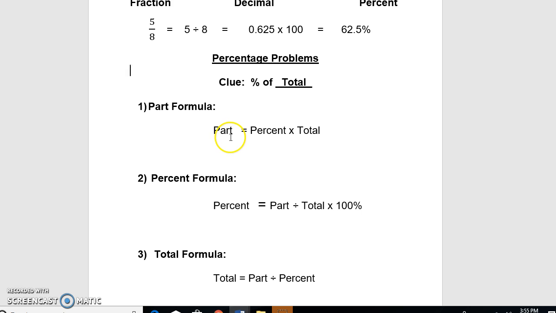If we're looking for the part, then here is my formula. The part is going to be equal to the percent times the total. If I'm looking for the percent, then this is my formula here. The percent is equal to the part divided by the total times 100. And the total, if I'm looking for the total, is equal to the part divided by the percent. So this formula sheet is going to be very helpful as we proceed through the different problems on the practice test.